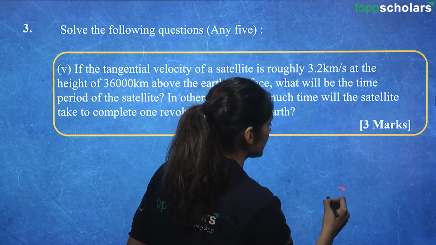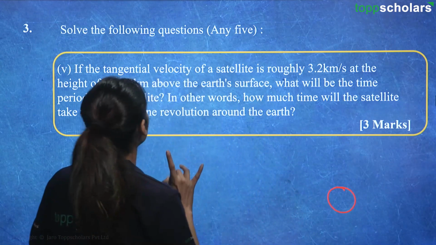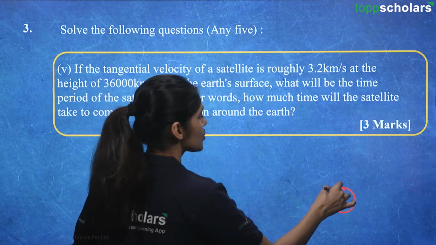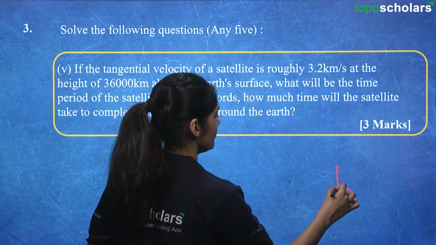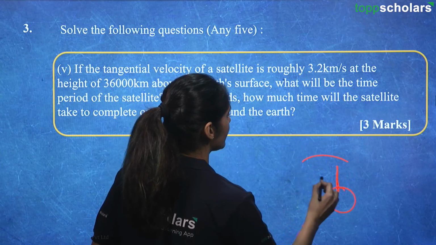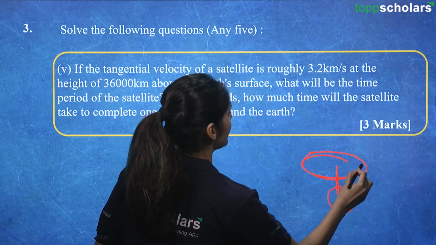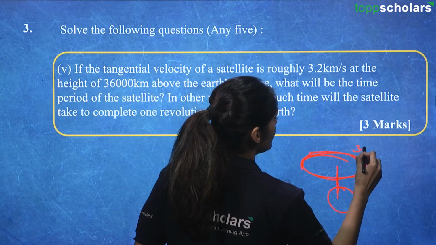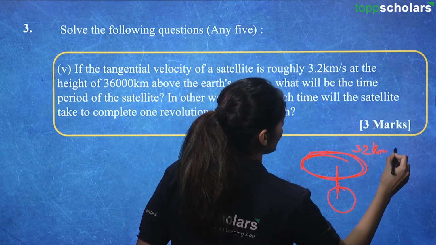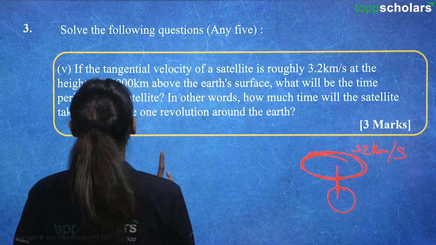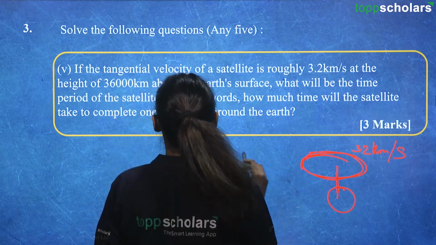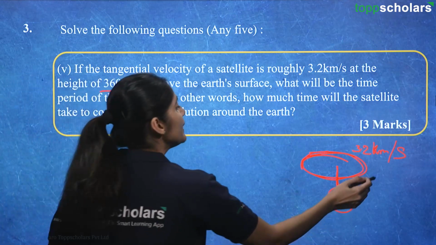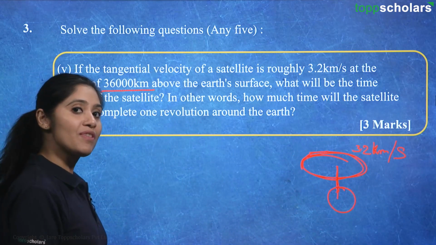So, suppose this is our Earth. What is given? It is given that the tangential velocity of the satellite, which is revolving in a circular motion like satellites generally do, is 3.2 kilometer per second, right? And at the height of, what is this height? It is 36,000 kilometer above Earth's surface. So now to complete one rotation, how much time will it take?